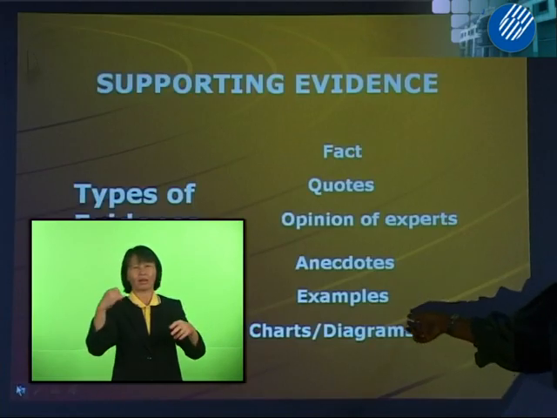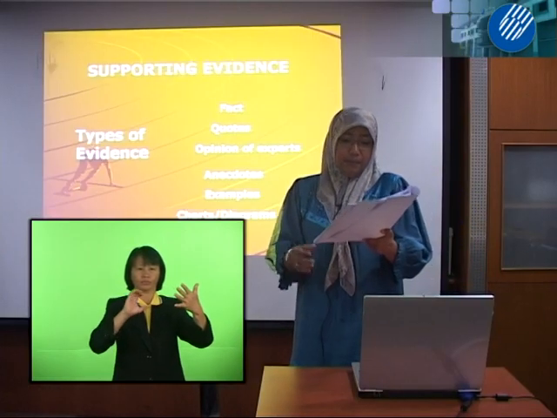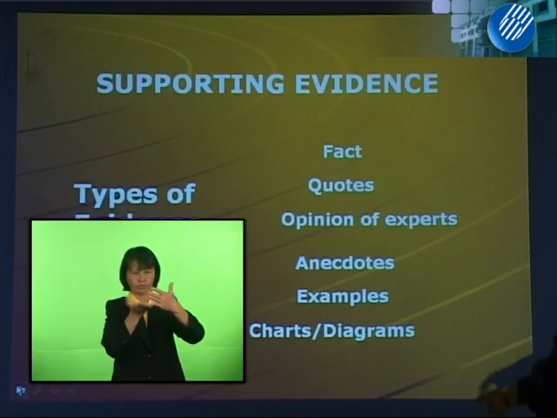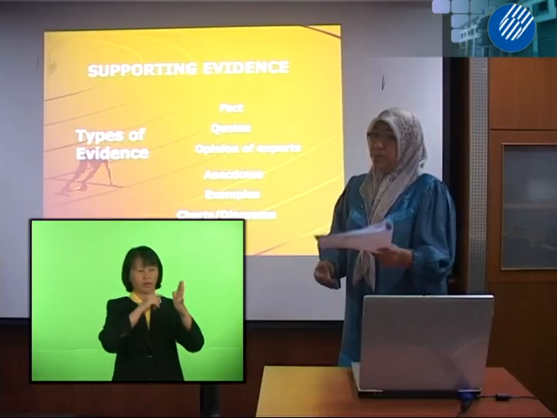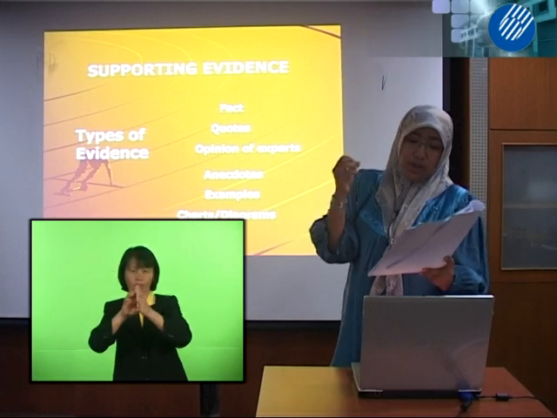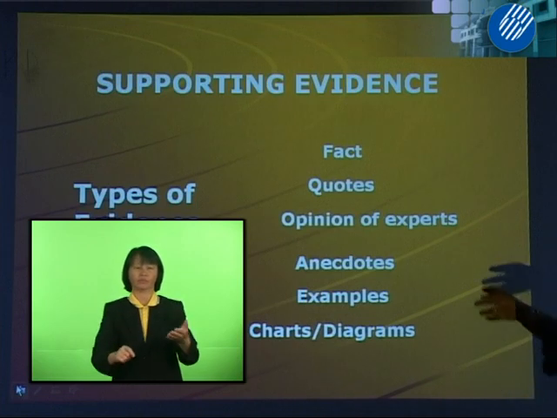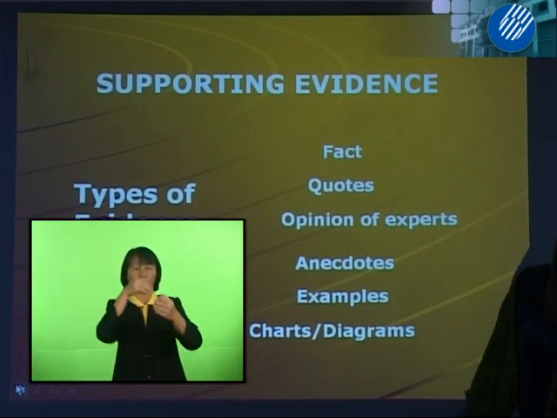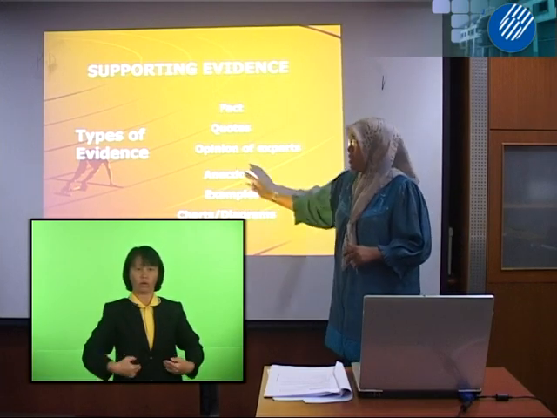And then please put examples, examples that represent the whole group. Examples are great at clarifying your points. And then charts and diagrams. If you are able to give this type of evidence, it will be very good, as they represent drawings or illustrations that can be used to clarify complex concepts in our writing. So these are 6 types of evidence that can support your essay writing, especially when you're writing the body paragraphs.